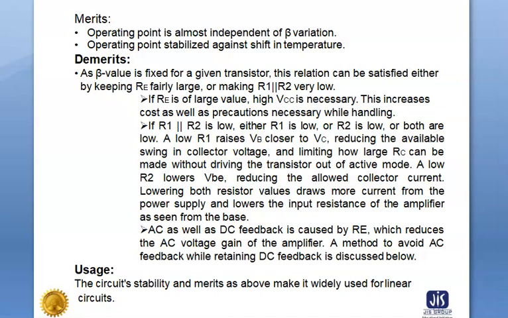Another demerit is that AC as well as DC feedback is caused by RE, the emitter resistor, which reduces the AC voltage gain of the amplifier. But the circuit stability and the merits as above make it widely used for linear circuits. Okay, so this voltage divider transistor biasing is widely used for linear circuits.